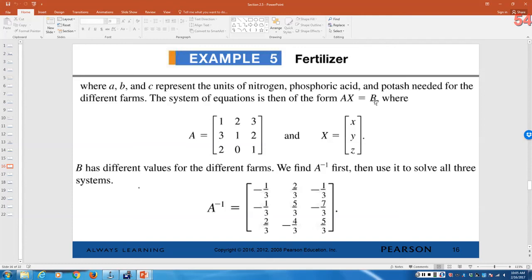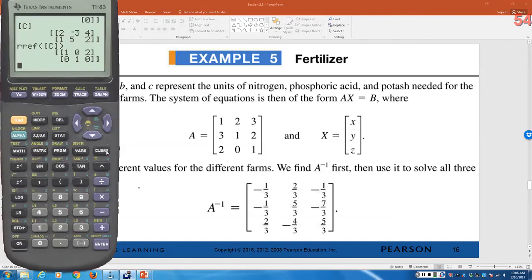Okay? So, looking on your paper, let's put in the matrices. Matrix A is 3 by 3 because we have 3 different brands, 3 different amounts. And it's 1, 2, 3, 3, 1, 2, 2, 0, 1. What did I do?